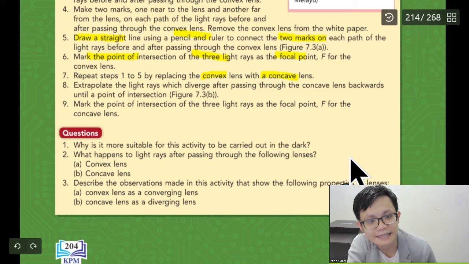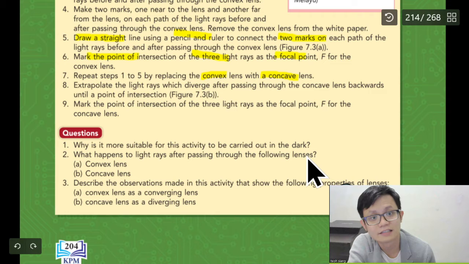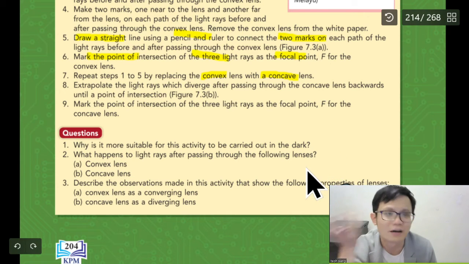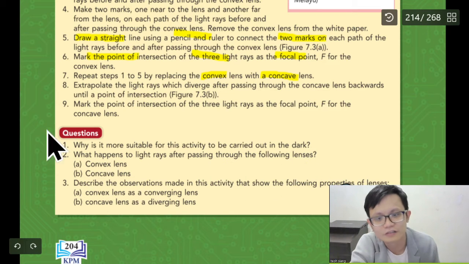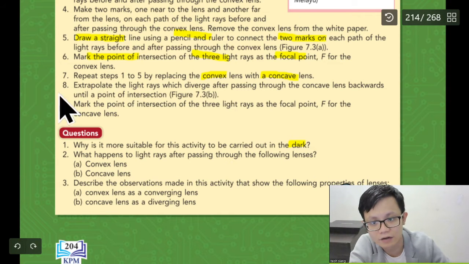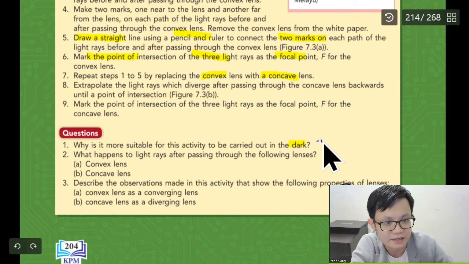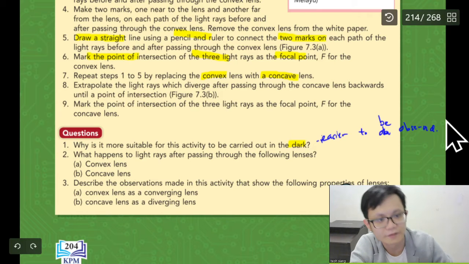So, the answer is, it is easier to be seen, okay? Easier to be observed because of course, it's easier to be observed lah. Who wants to carry it under the sunlight? Then how to see the experiment? So yes, you want to carry it in the dark so that it is easier to be observed. Okay, let's put here: easier to be observed, or more accurate maybe.